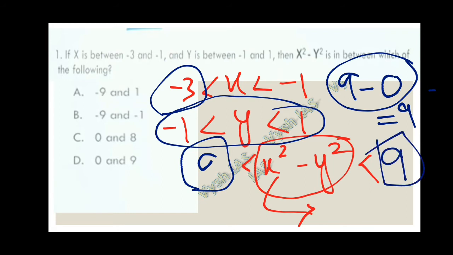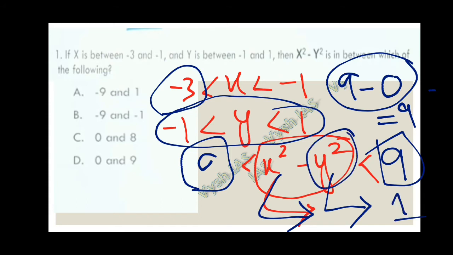So let's see which is the minimum possible number which can be kept in x square minus y square. In order to be minimum, the value of x square should be minimum, and the value of y square should be maximum. The value of y which is maximum is 1. So y square is maximum when it is 1. -1 square is 1, 1 square is also 1. So the maximum value of y square is 1. The minimum value of x square is -1 square, that is 1. So x square minus y square is 1 minus 1, that is 0. So 0 can be the minimum number.